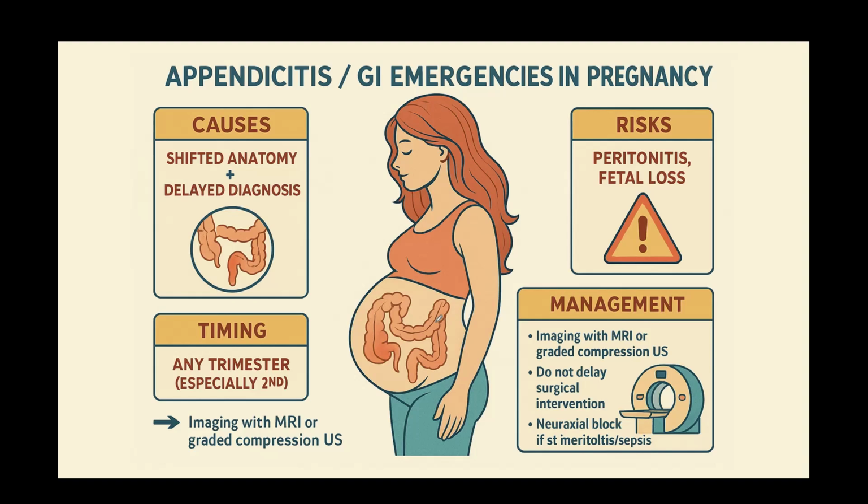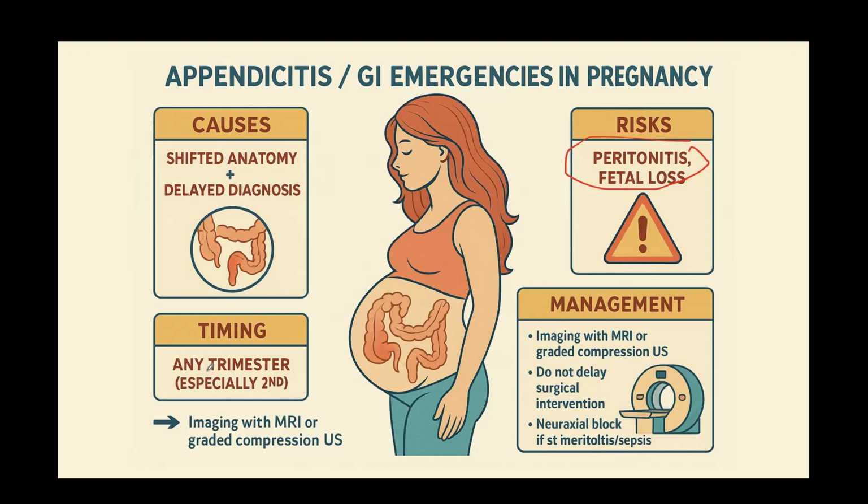Let's speak briefly about GI emergencies in pregnancy. For example, appendicitis is one of the common problems observed in pregnancy, due to shifted anatomy and delayed diagnosis, and that can lead to peritonitis and fetal loss, or even the operation can lead to fetal loss. It's an emergency. We have to go for it immediately. It can happen at any time, but usually in the second trimester.